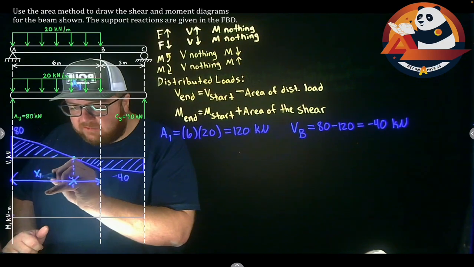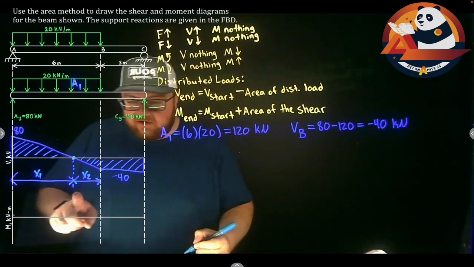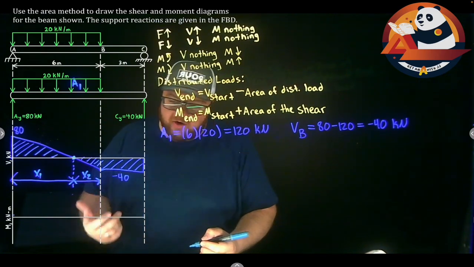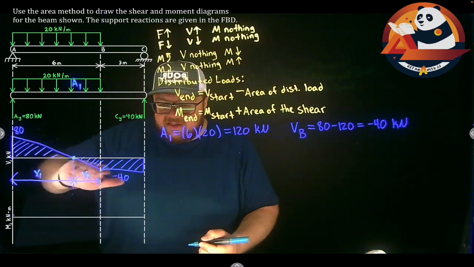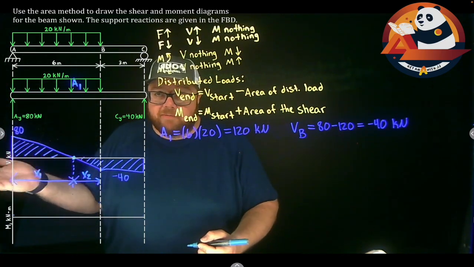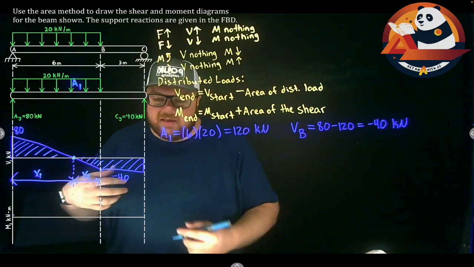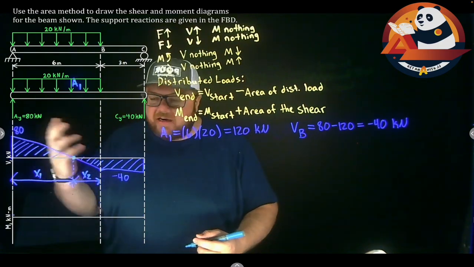I'll call that x1 from A to my 0 shear, x2 from my 0 shear to point B. And I can use proportional triangles to find that. The slope of this line is constant, so my rise over my run is also going to be proportional in there. The ratio of rise to run is the same.